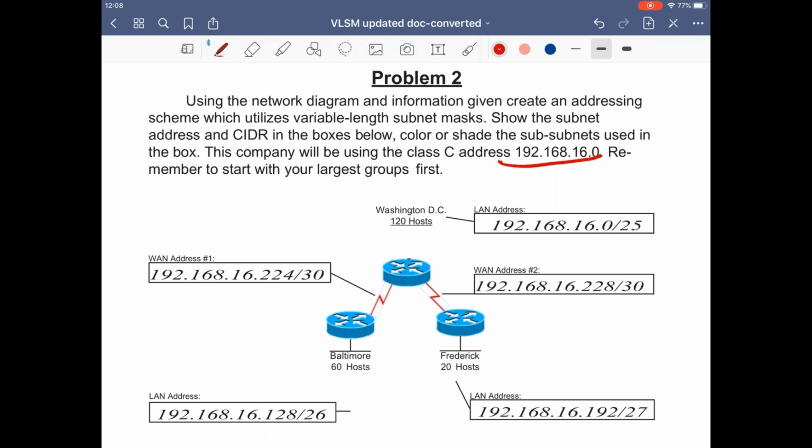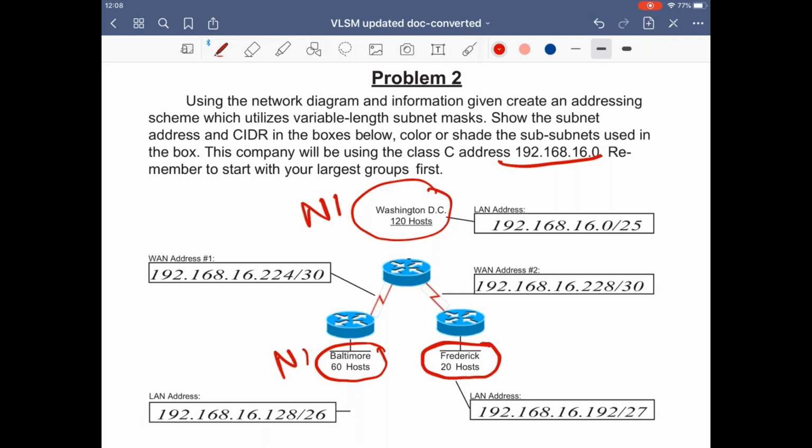So the fourth network is from that router to router, that circle to circle. It starts from 224. First you have to calculate for 120. After that you have to calculate for 60. Then you have to calculate for N1, 20, N2, N3, N4, N5.